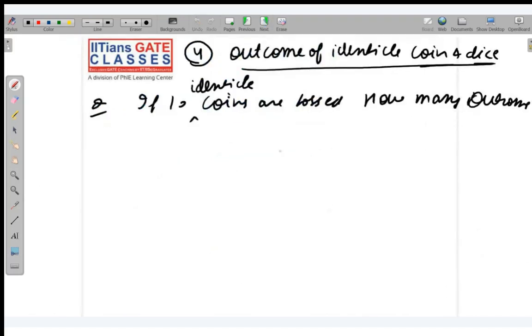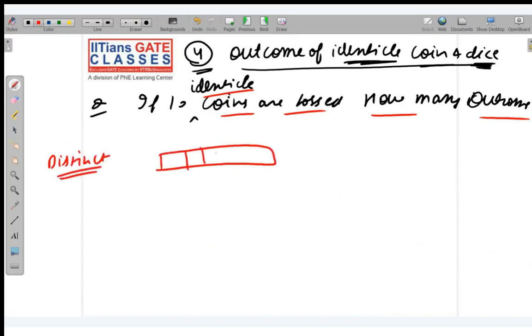So next, the fourth problem is outcomes of identical coins and dice. Please try to focus here. What we are saying is outcomes of identical coins and dice. All the coins or the dice are identical. So what is the first question? If 10 identical coins are tossed, how many outcomes are possible? By default we take all the coins to be different. So when we toss 10 coins, how many ways? If they are all distinct, I think we will apply the box method.